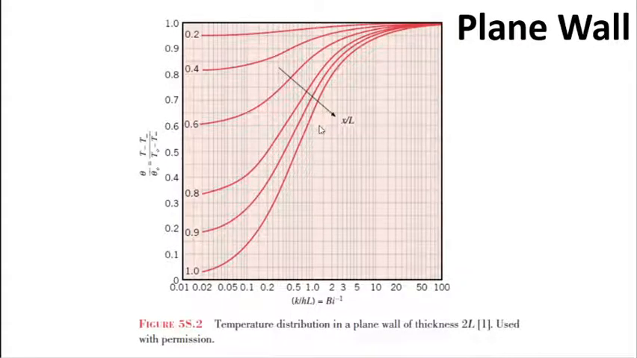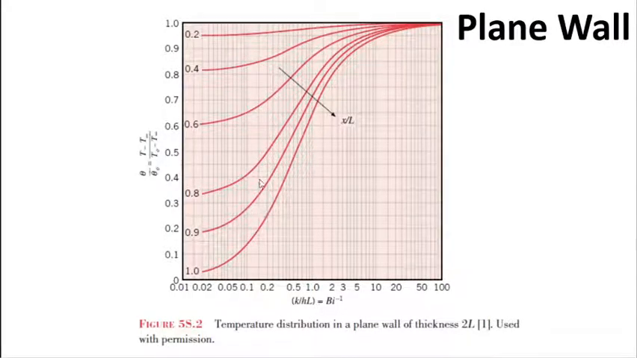So this is plotted for x by L equal to 0.2, x by L equal to 0.4, x by L equal to 0.6, x by L equal to 0.8, 0.9, and 1. So depending on the location at which you would like to find the temperature, you calculate the value of x by L there. If it is not equal to any of these, you may need to interpolate between them. Otherwise, for the given value of inverse of Biot number, at that location, the theta value can be read.